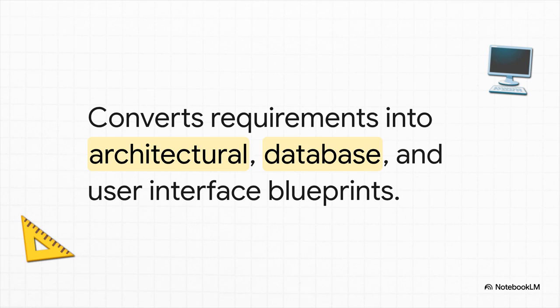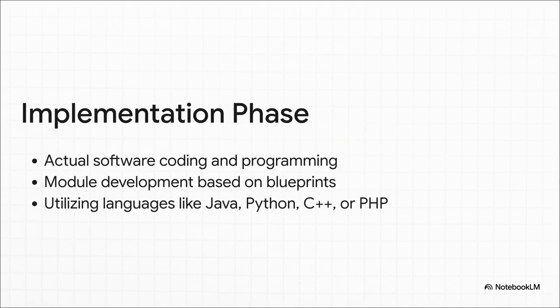Next up is system design. This is where we take that super strict SRS document and translate it into technical specs. We're creating the high-level and low-level architectural, database, and user interface blueprints. Think of it this way. If the previous step was deciding what to build, this phase is deciding exactly how it's going to be built technically. Once those blueprints are totally finalized, we hit the implementation phase.